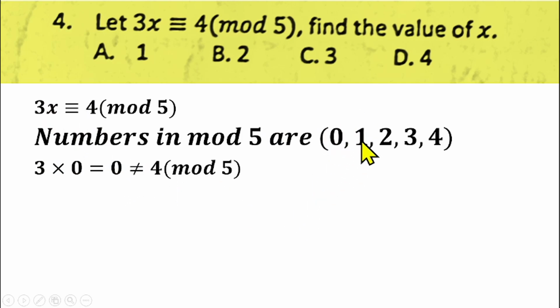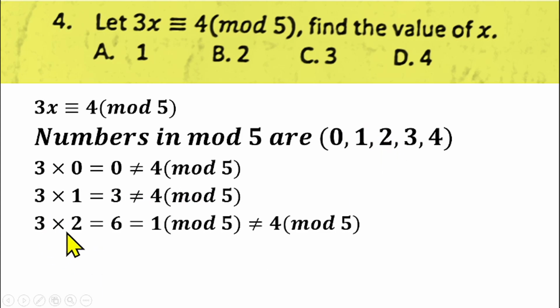We try the next one. So 1 will multiply 3 here. We'll be having 3 times 1, which is equal to 3, and 3 is not equal to 4 in mod 5. So that means 1 is not our answer as well. So we test the next one, which is 2. We'll be having 3 times 2 equals 6, and 6 is more than mod 5, so we need to reduce it back to mod 5.